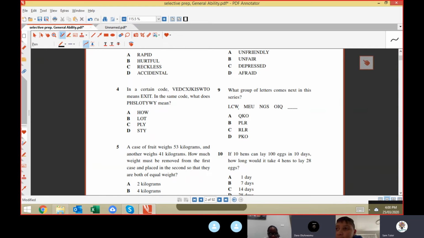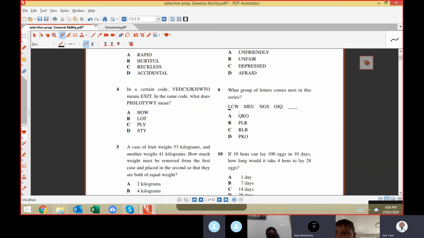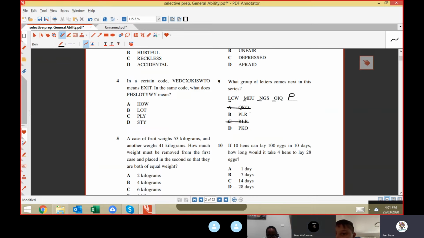It says L, C, W, M, E, U, N, G, S, O, I, Q. Okay. Well, again, we're going to do a very similar pattern to the first question. We look at L, M, N, O, P. So I know that's wrong. Now I need to work out the second letter. This is going C, E, G, I.